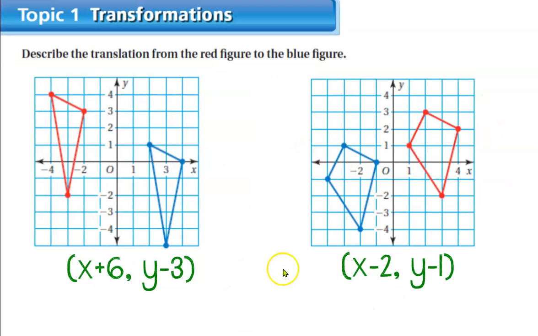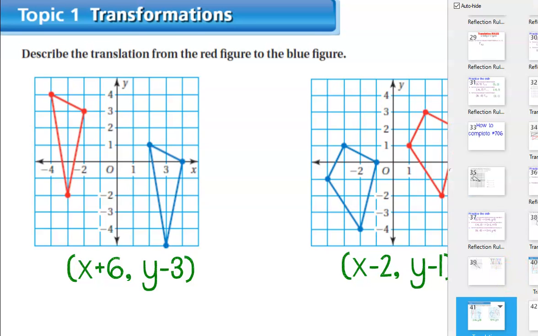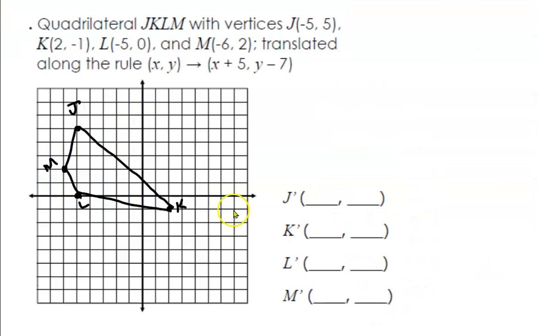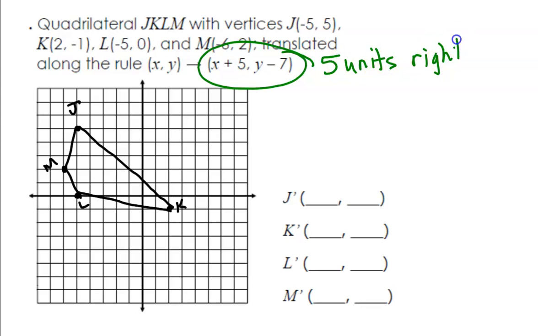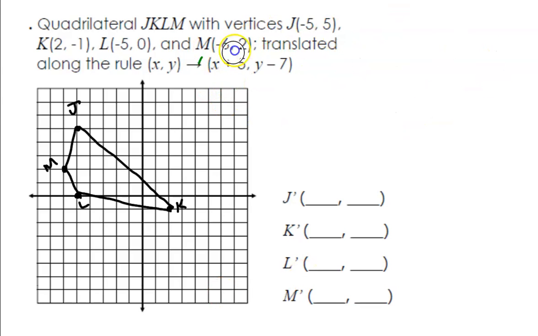Let's say we have something like this. You are given a quadrilateral JKLM, and you are asked to translate it either mathematically or in English. And this is what this means: 5 units right and 7 units down. So whether it's written using a math rule or in English, you simply take each of your coordinates and perform that operation on it. Oops, let me undo that part. I didn't mean to erase my shape.